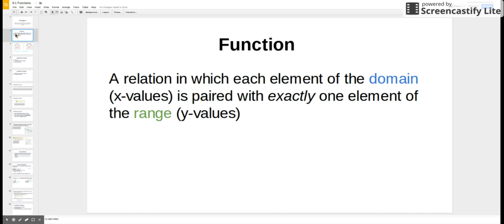So a function is a relation in which each element of the domain, the x values, is paired with exactly one element of the range, the y values. So all your x's are the domain and all your y's are the range.